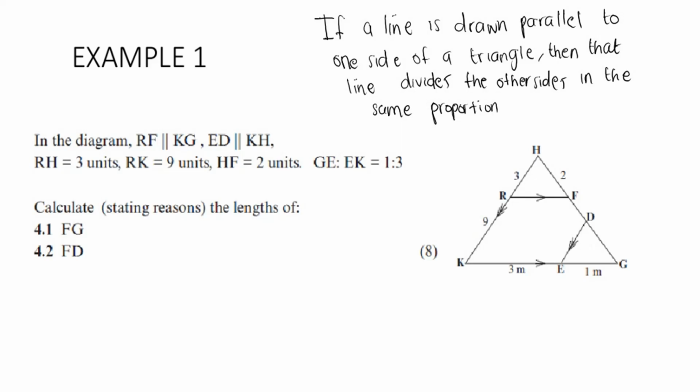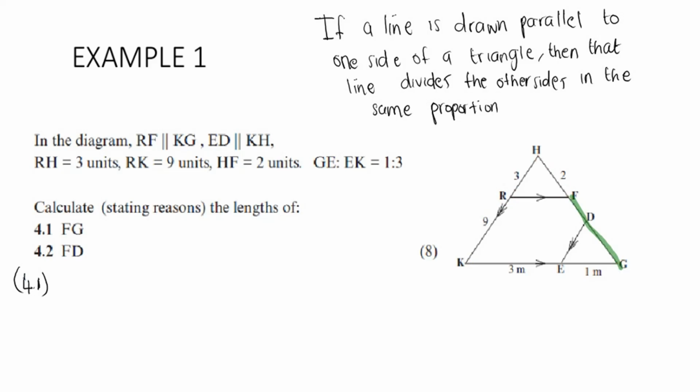So firstly, guys, we're going to highlight what we are required to calculate. So this is our FG here, and we're required to calculate the length of FG. For 4.1, this one is very simple because we simply apply the proportionality theorem to help us analyze this question. So what does the proportionality theorem state? The proportionality theorem states that HR over RK is equal to HF over FG.